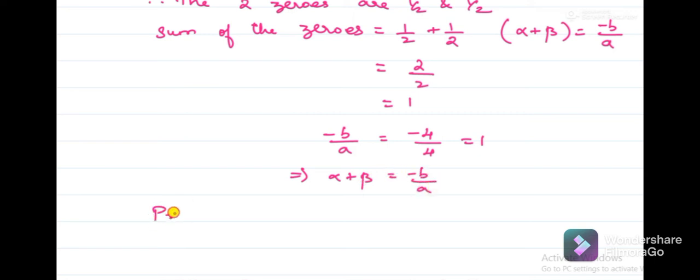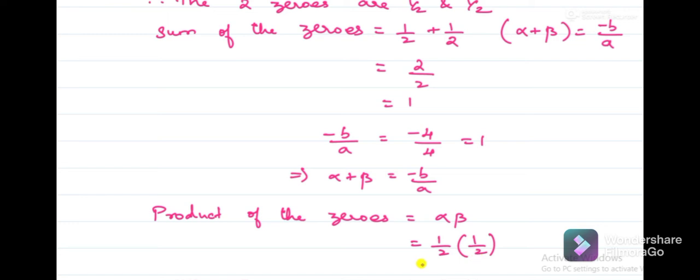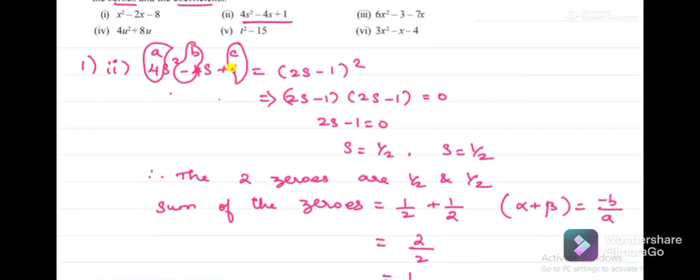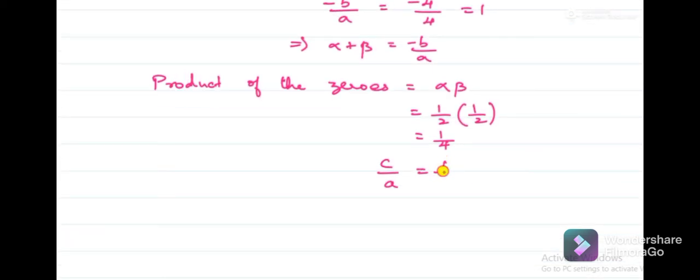We have proved it. Let us calculate the product of the zeros. The zeros are 1 by 2 and 1 by 2, so the product is 1 by 2 into 1 by 2, which is 1 by 4. It should be equal to c by a. C value is positive 1 and a value is 4. Therefore, c by a is 1 by 4. Product of the zeros, alpha into beta, is equal to c by a. Hence, it is verified.